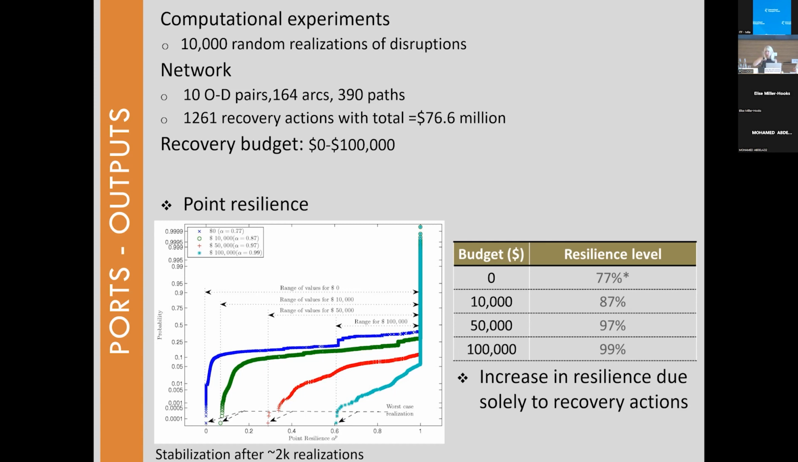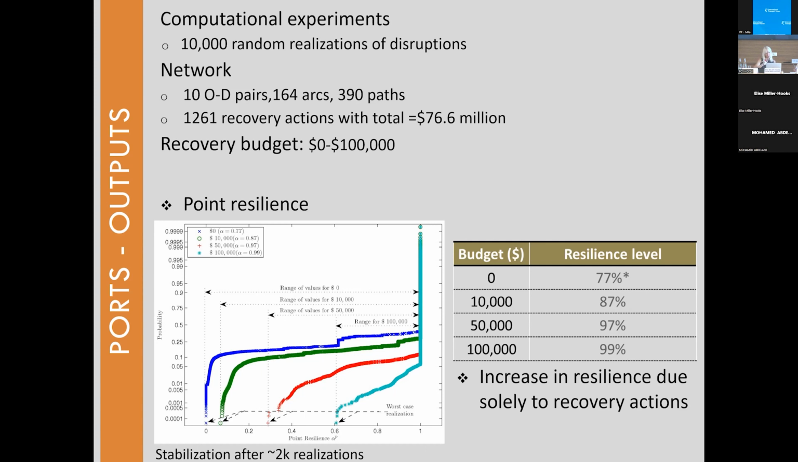So if it takes me a long time to recover... I gave myself a recovery budget from 0, meaning you have no adaptation, to $100,000 of almost $80 million in actions you could take. And what I think is really interesting here is you'll see we measure resilience on the right-hand side. The resilience goes up if you can have some adaptation. On the left-hand side, we took point resilience. Those are 10,000 points on each.